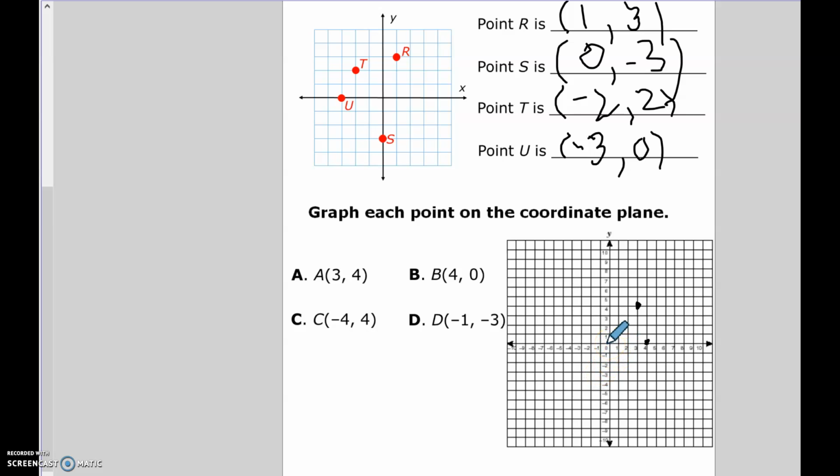So I'm going to slide to negative 4 and go up to positive 4, put a dot. Okay, and then I'm going to slide to -1 and drop it down to -3 and put a dot. Okay, all right.